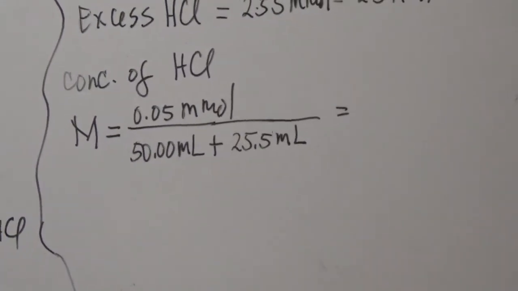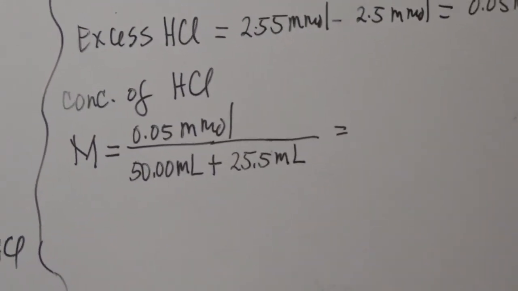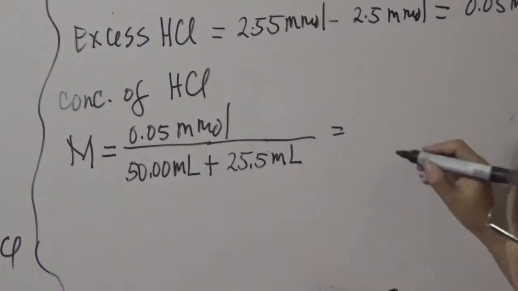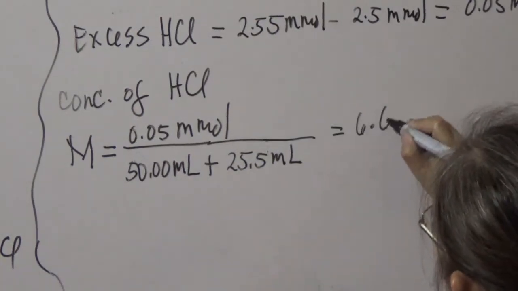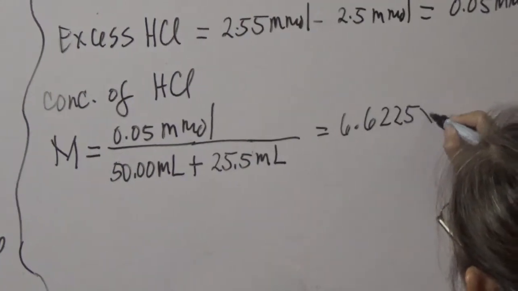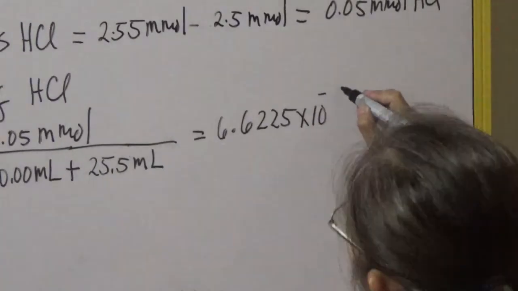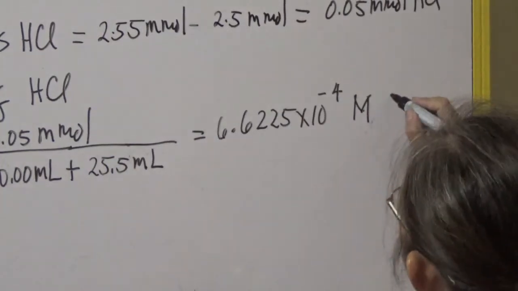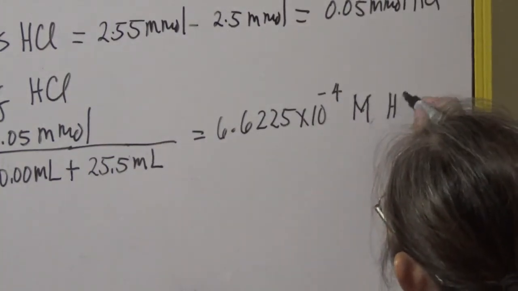So the concentration now of the excess hydrochloric acid is 0.05 divided by 75.5, and that is 6.6225 times 10 to the negative 4. This is the molarity of HCl.